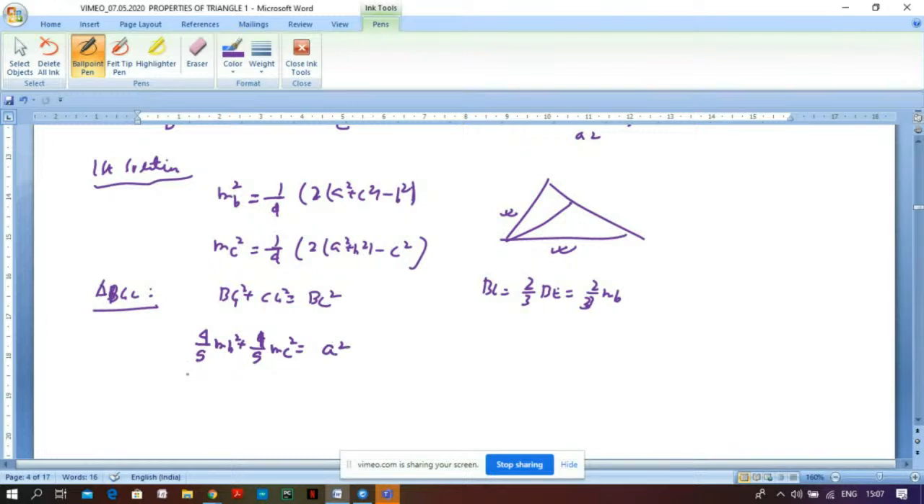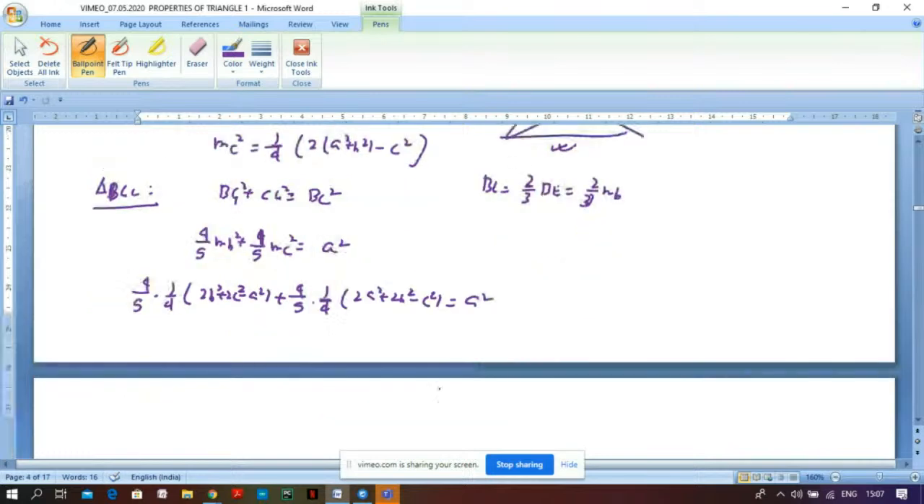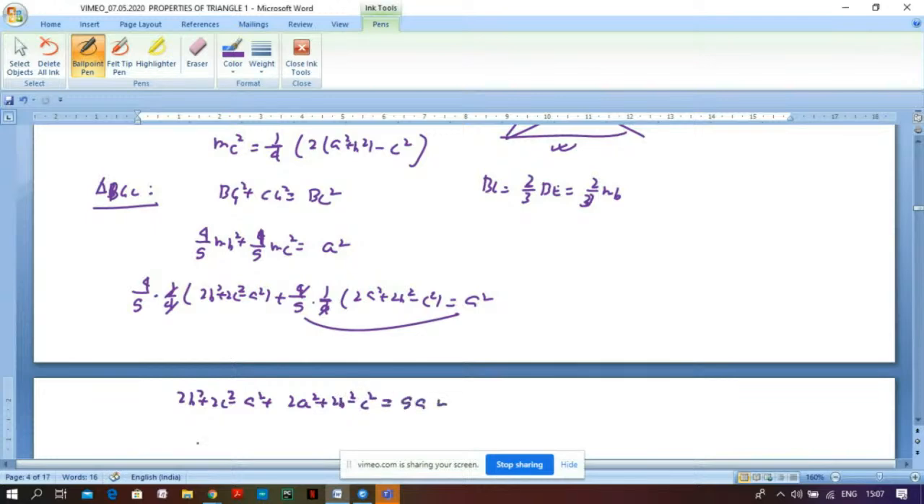We already know MB squared, so I can plug in here 4 by 9 times 1 over 4, and this is twice B squared plus twice C squared minus A squared, and plus 4 by 9 times 1 over 4, that is twice A squared plus twice B squared minus C squared equal to A squared. 1 by 4, this 4 goes away. 9 I can transfer here, and so I'm left with 2b squared plus 2c squared minus a squared plus 2a squared plus 2b squared minus c squared is 9a squared.